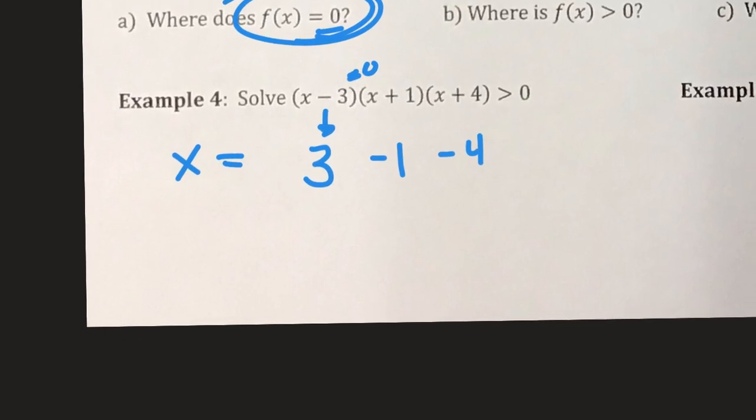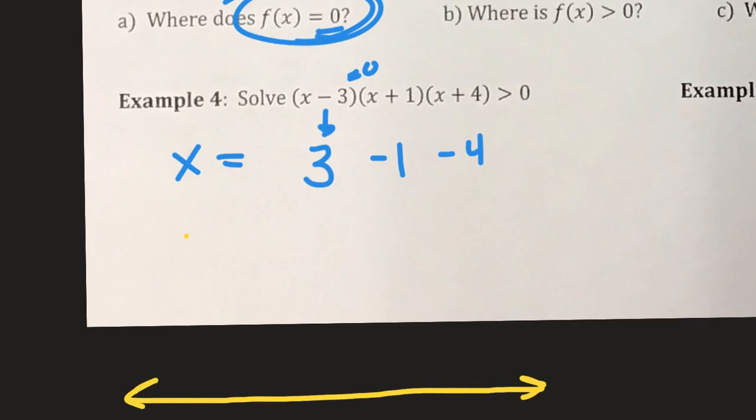Okay, so let's put them on a number line. We're going to do what's called a sign chart. We're just figuring out where it is positive and where it is negative. So let's put our values on here. Negative 4 is the farthest left. Negative 1 is the next farthest left. Positive 3 is the greatest of our three zeros. So we put it on a number line.